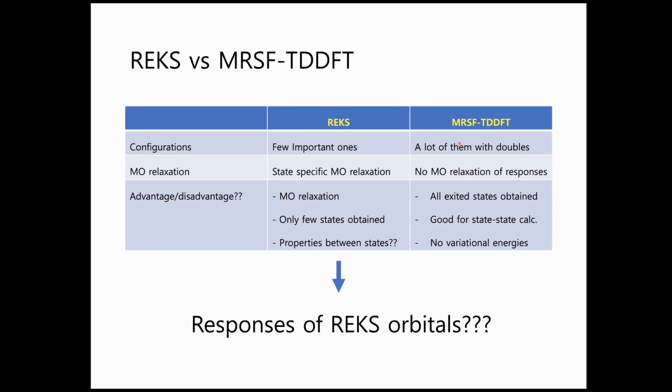As compared to that, MRSF generates a lot of them. All singles and lots of doubles, but it does not cover the entire doubles. So in that regard, it's not like a CISD. It's like CIS with partial D. So it does not cover the entirety, only partially. Though we think that those D's are important D's. That's included. Well, there is also another issue here.